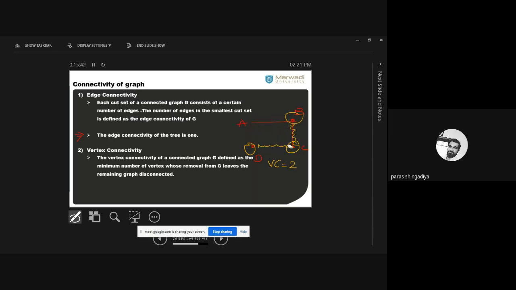Let's add some more edges here to verify more answers. Now let us consider a complete graph. What is the shape here? A K4 complete graph with 4 vertices: A, B, C, D with 6 edges. That is the shape of K4. So verify what will be the vertex connectivity.